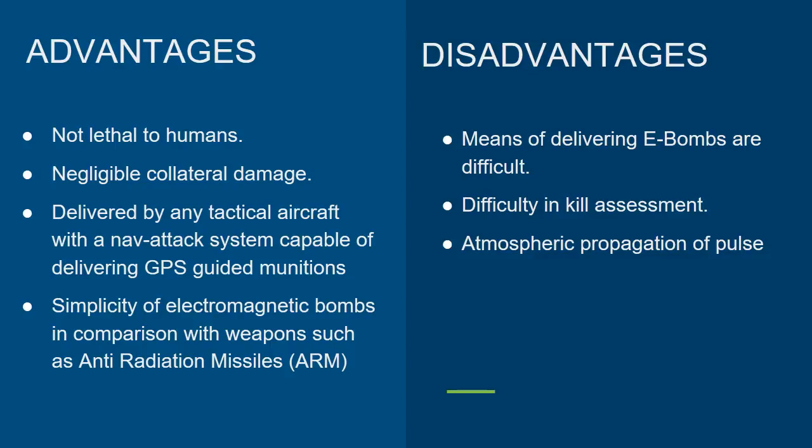Not lethal to humans. Negligible collateral damage. Can be delivered by any tactical aircraft capable of delivering GPS guided munitions. Simplicity of the electromagnetic bomb in comparison to ARM. Now some disadvantages. Means of delivering the E-bomb are difficult. Difficulty in kill assessment. Atmospheric propagation of the pulse.